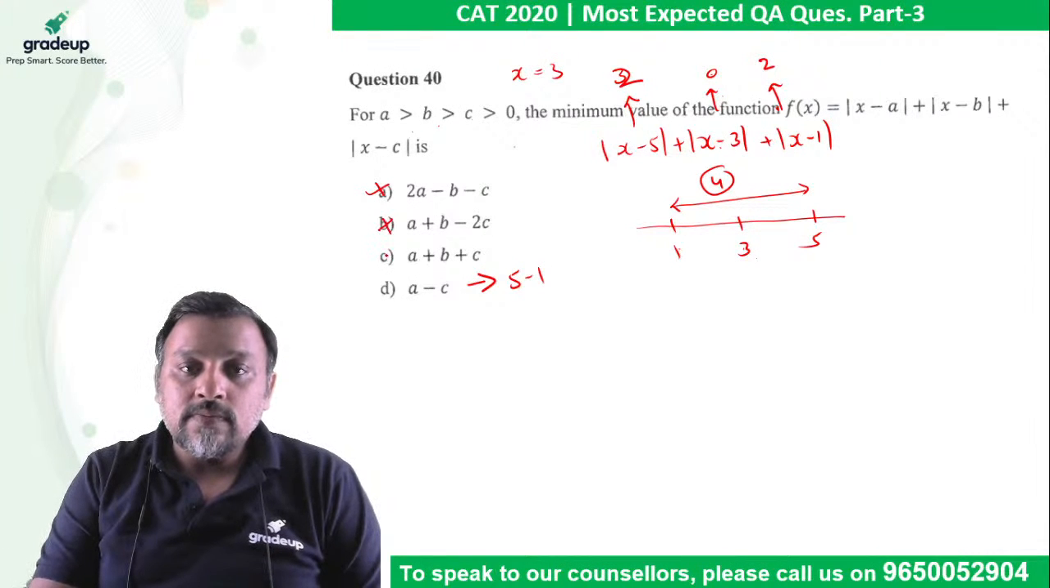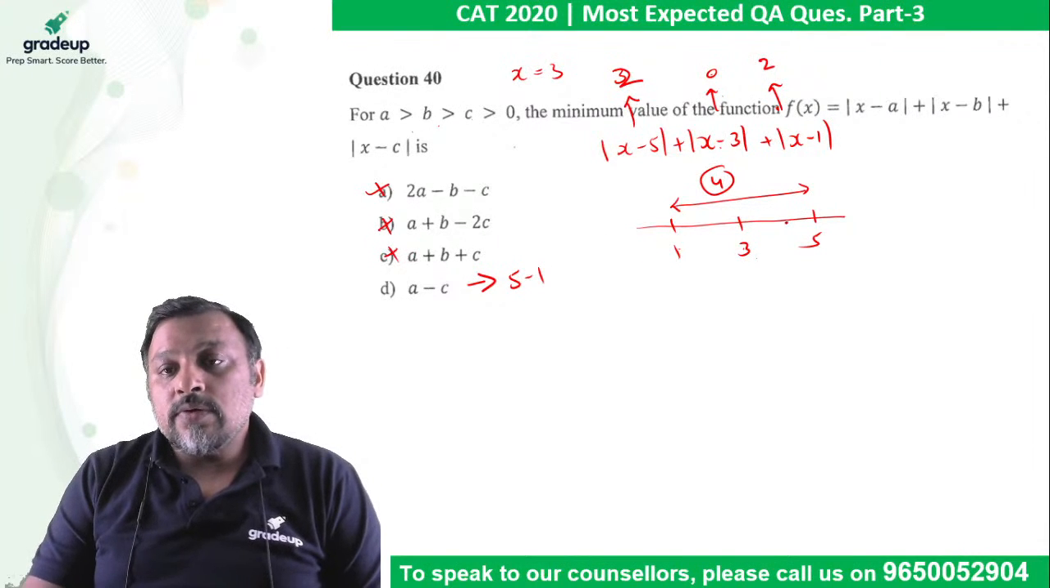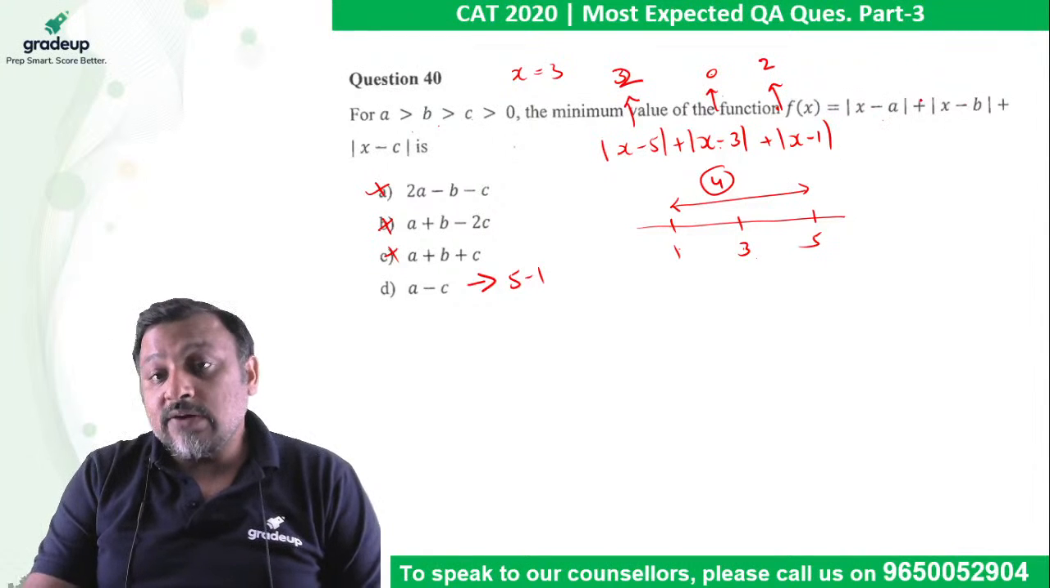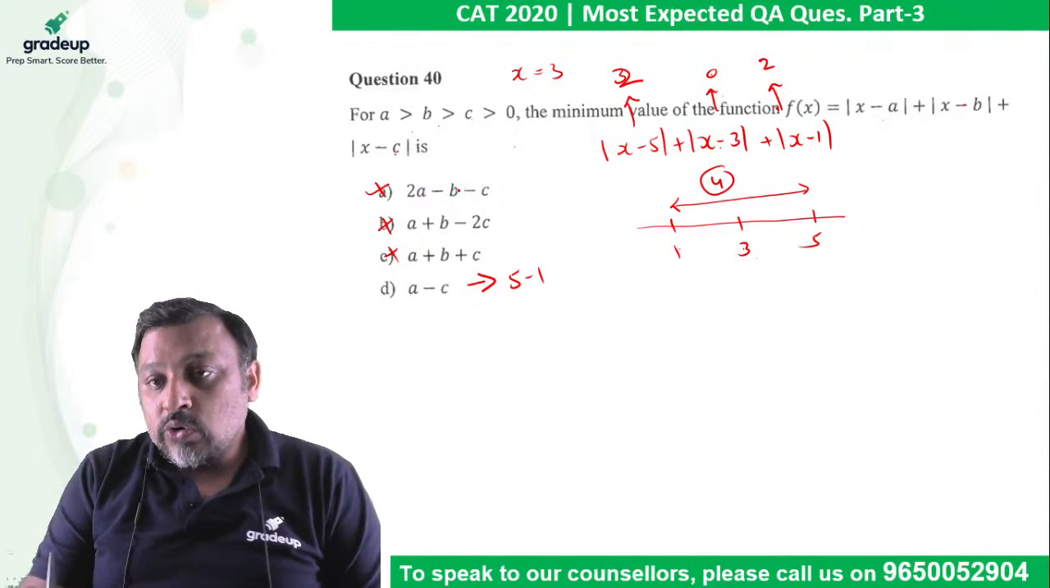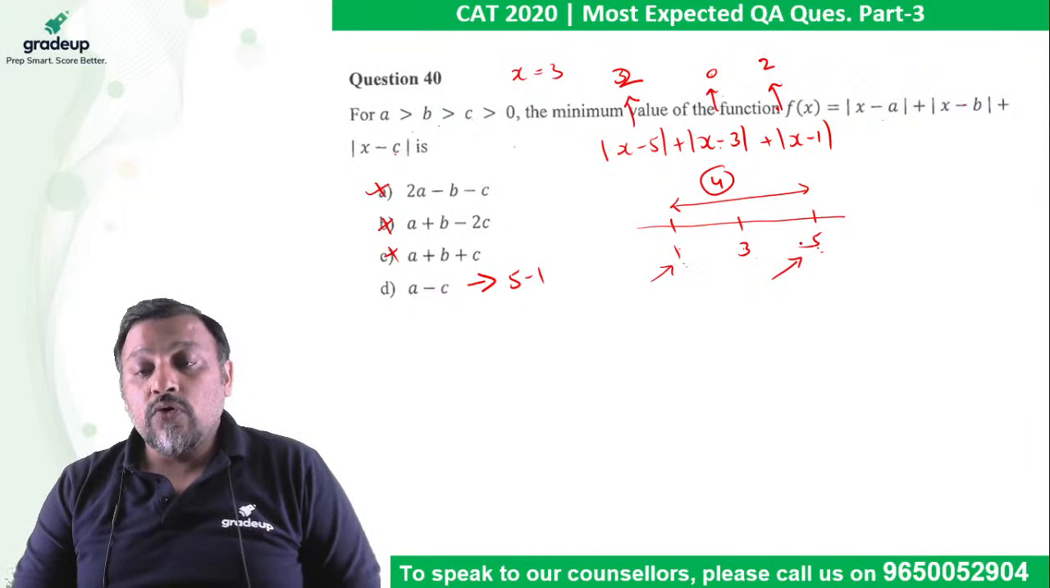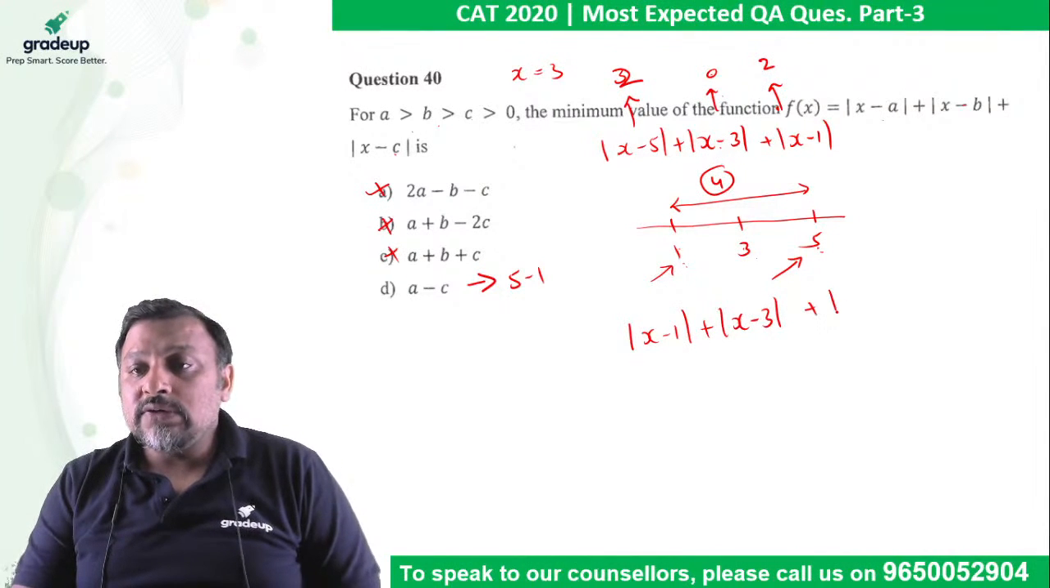This is valid for an odd number of points. Here we have an odd number of points. So the minimum value of this function is the difference between the two extremes. The difference here is 4. So this is the minimum. If I have 4 such values, that means an even number of points.